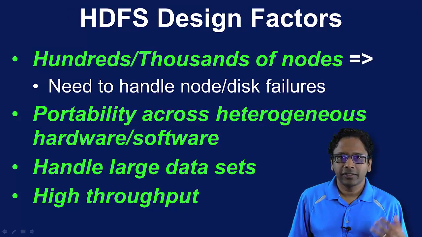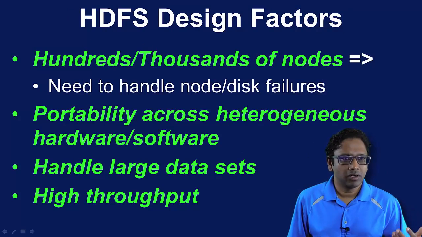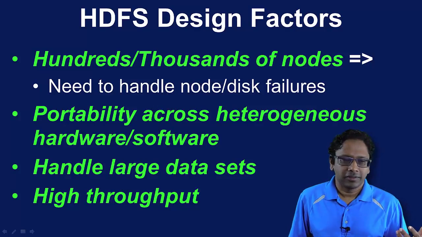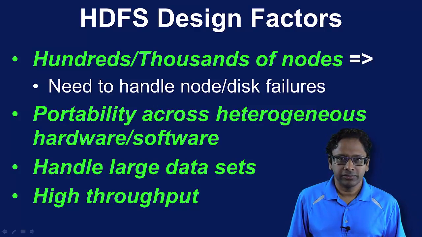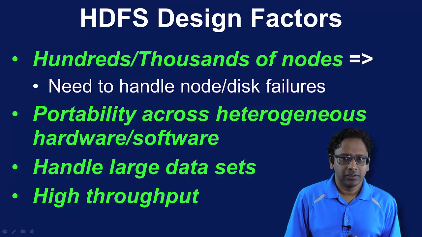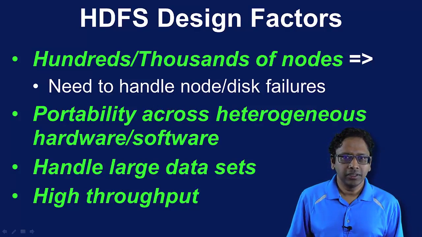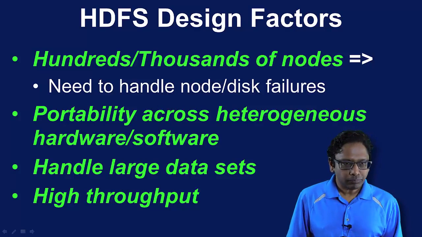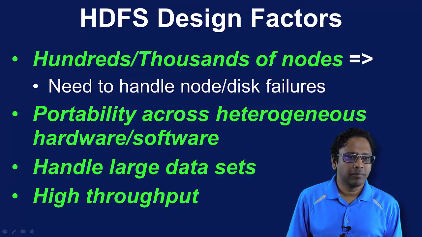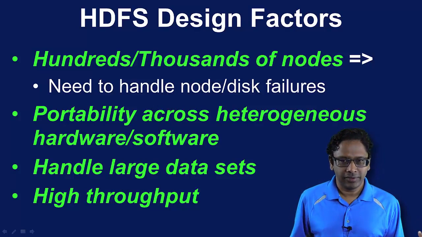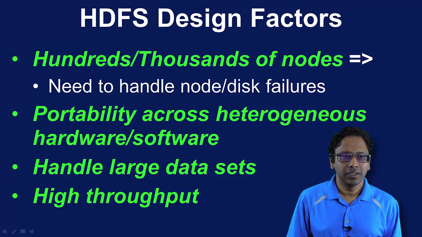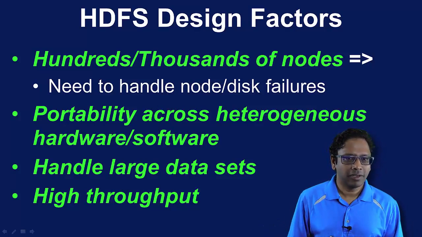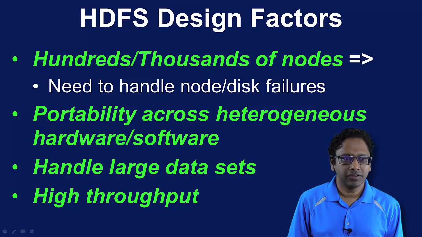This brings us to factors that were involved in the design. So there's a lot of nodes and disks. So this means there's a higher probability of hardware failure. So the design needs to account for this. You need to be able to port this implementation across lots of different kinds of hardware and software, so that when you're using commodity hardware and different kinds of OSs, you shouldn't have to make major changes to make things work.